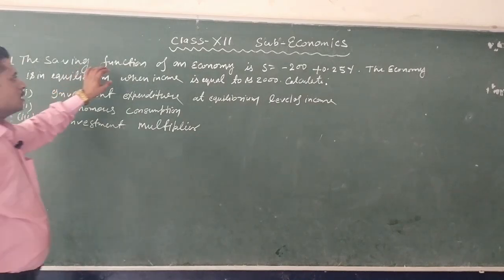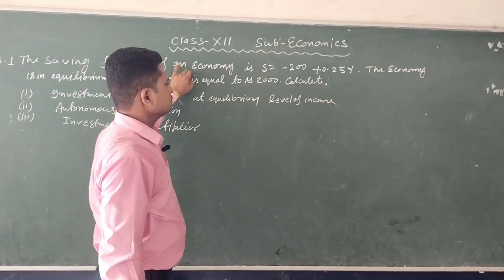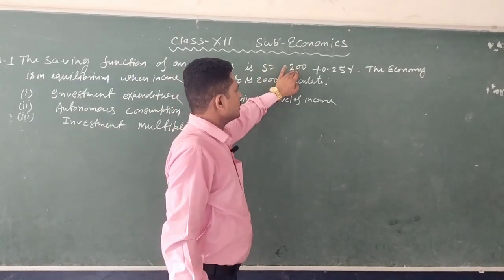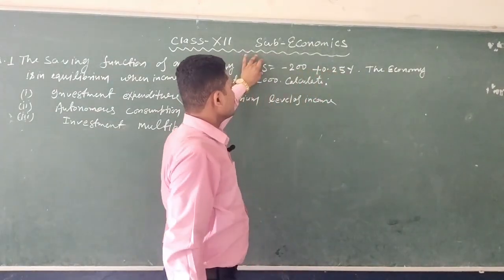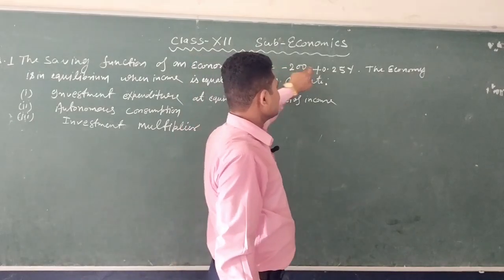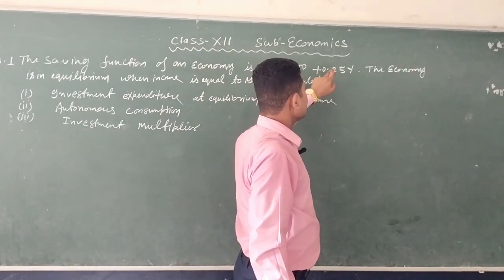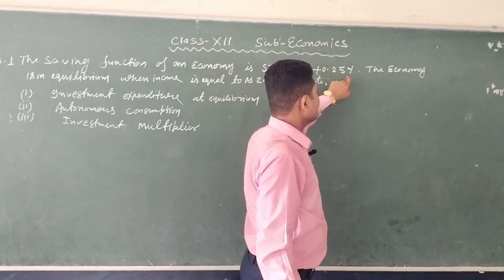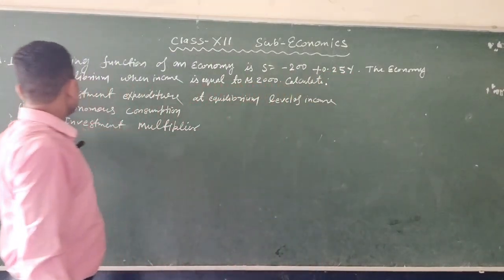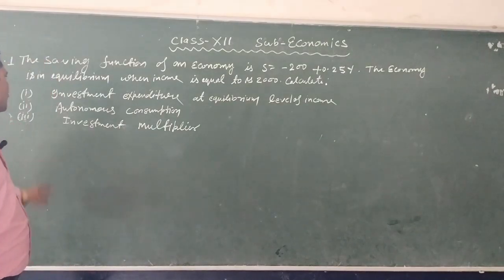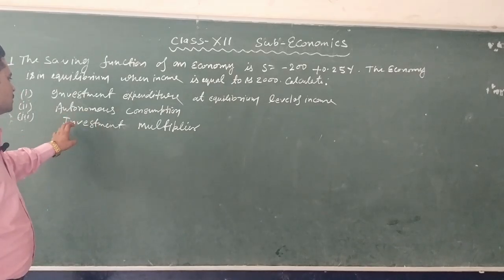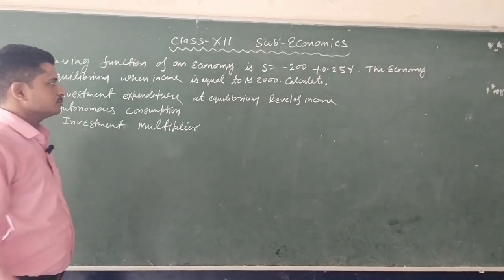Saving function of an economy is S = -200 + 0.25Y, meaning saving equals autonomous consumption plus marginal propensity to save into income. The economy is in equilibrium when income is equal to 2000. Calculate investment expenditure at equilibrium level of income, autonomous consumption, and investment multiplier.